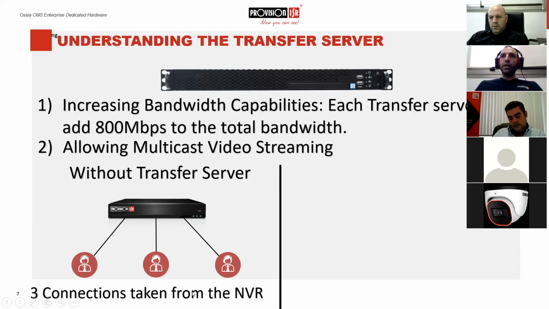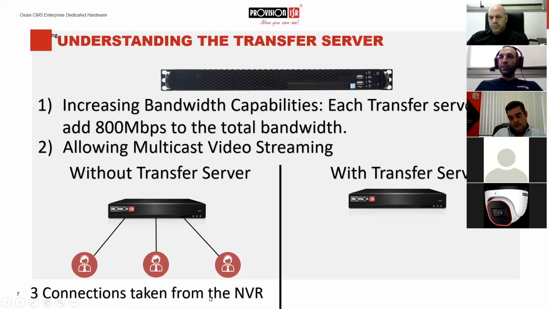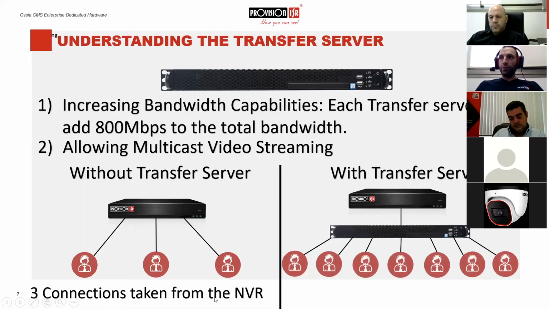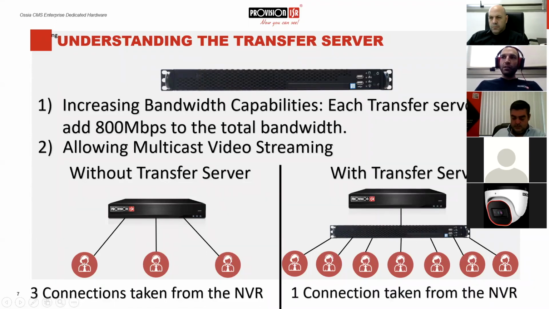And this is where the video transfer server comes into hand. When we connect the transfer server to the NVR, it's only one connection. And then the transfer server makes multicast. So all the users that connect to view the video don't affect the NVR, and still only one connection is taken from the NVR.